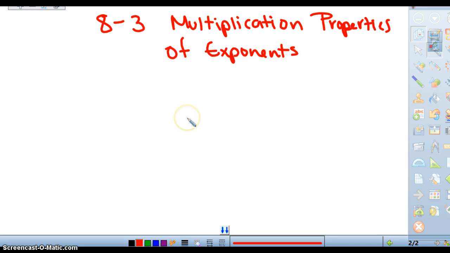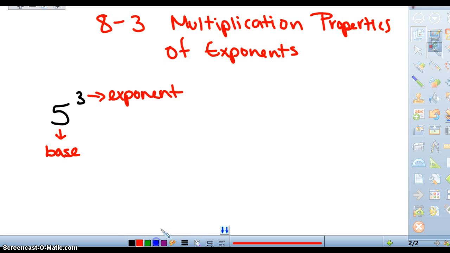Today we're going to be multiplying powers with the same base. So just for review, 5 cubed. In this power, what is the base? 5 is the base, and 3 is the exponent.